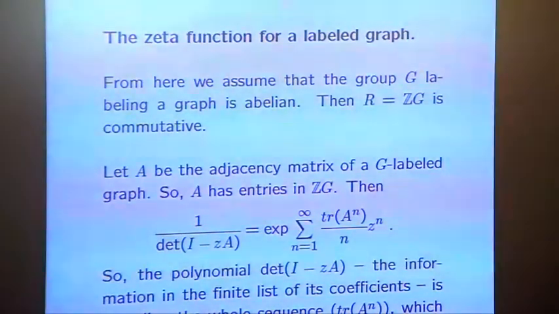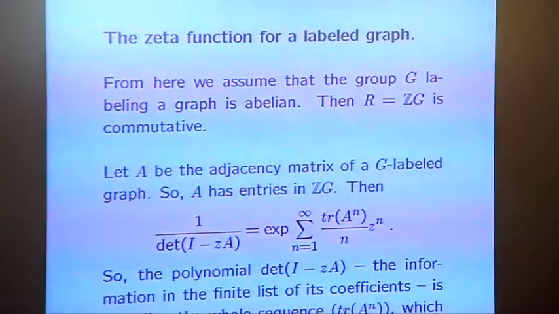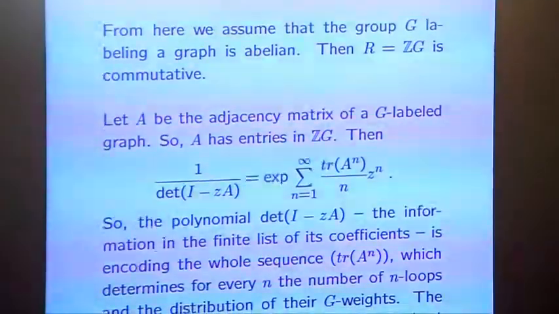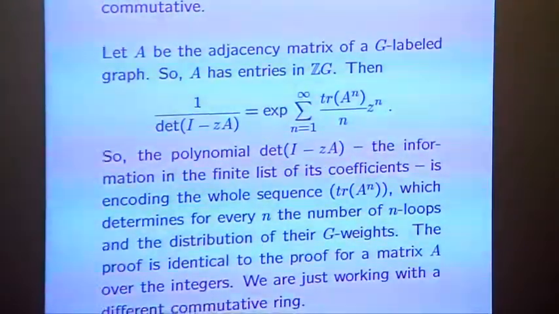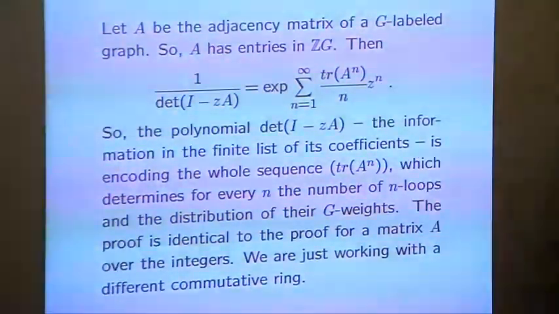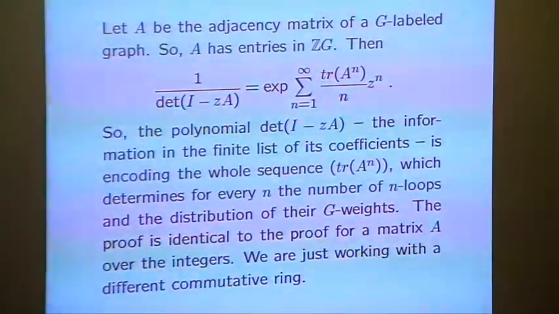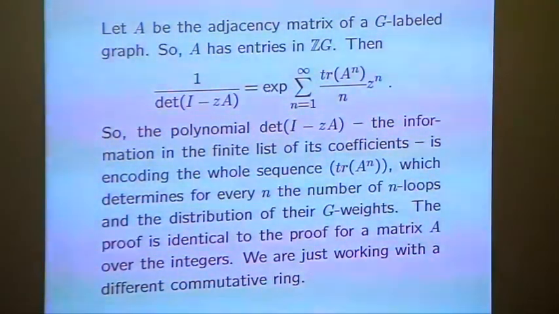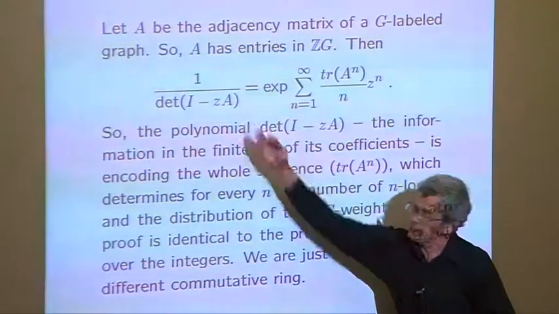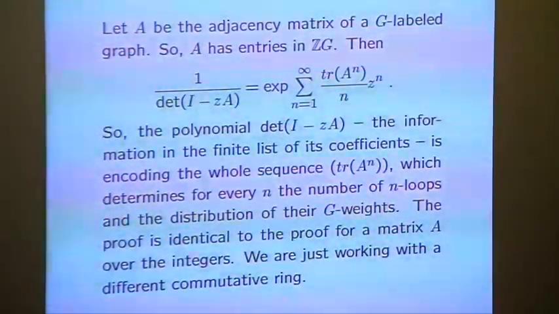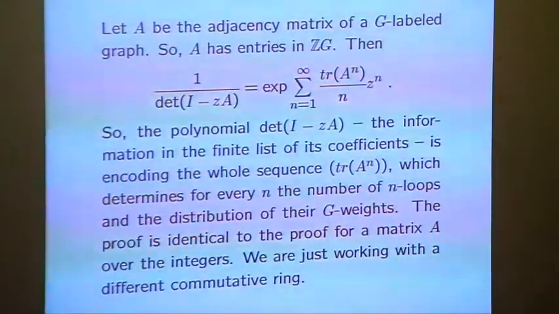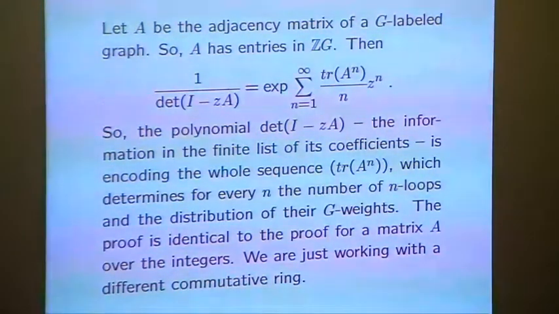Well, now we can write down the same formula that we already wrote for the unlabeled graph. Same formalism. The reciprocal of the determinant of I minus zA is going to be this zeta function of the labeled graph, which, again, is encoding all the information that we were just describing. So once again, we have a finite piece of information, just the list of coefficients of this polynomial, which is encoding a lot of complicated information.